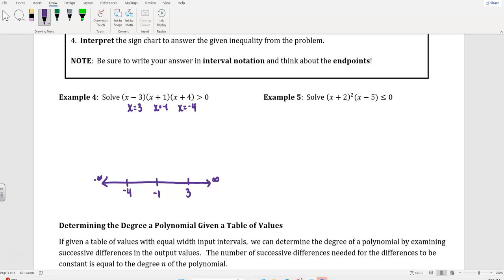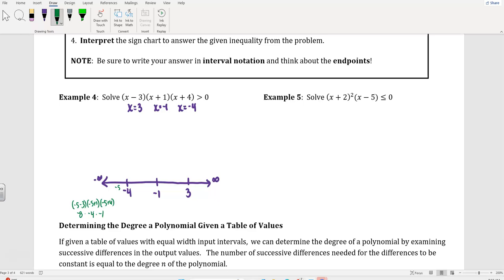So I could pick -5 or -7 or -10 or -1,000. Most of the time, kids are going to pick -5. Stick with smaller numbers, right? So if you think of taking -5, that would fall right here. If you plug it in, then you've got -5 minus 3 times -5 plus 1 times -5 plus 4. And that's -8 times -4 times -1. Now, you really don't care that much about what the number is. You care about the sign.